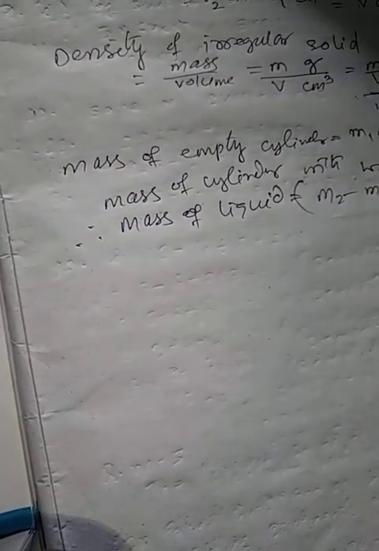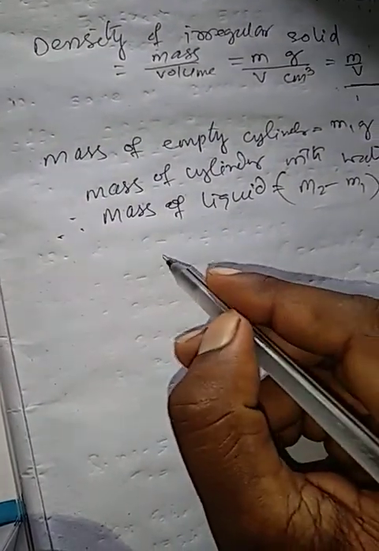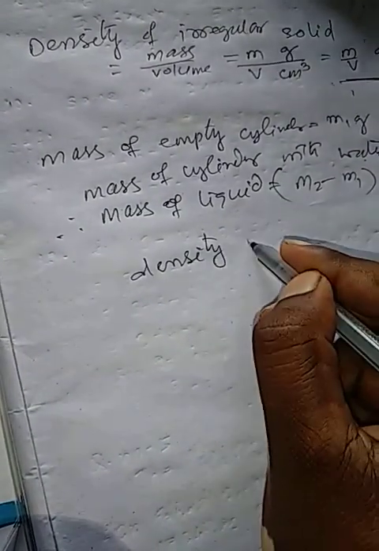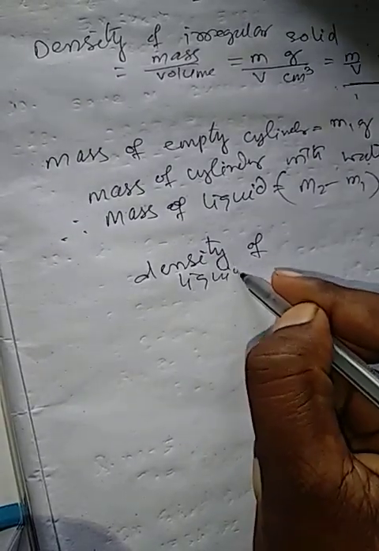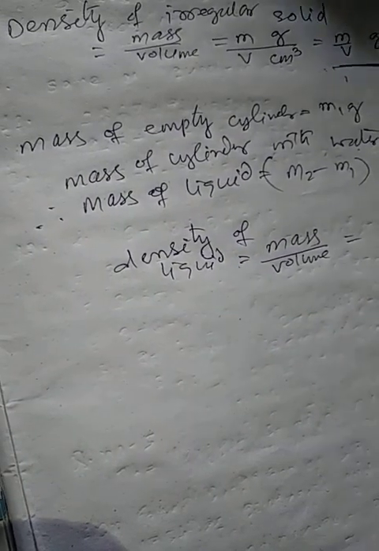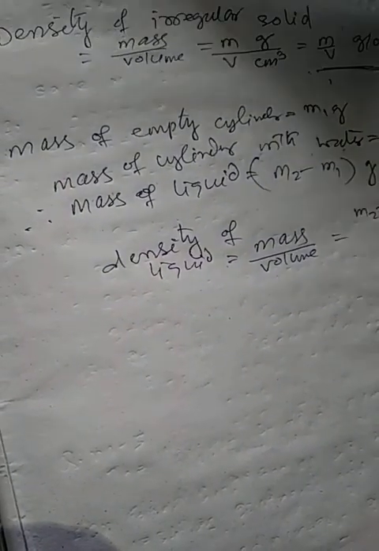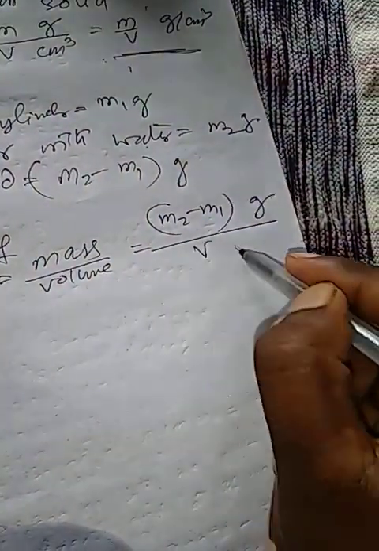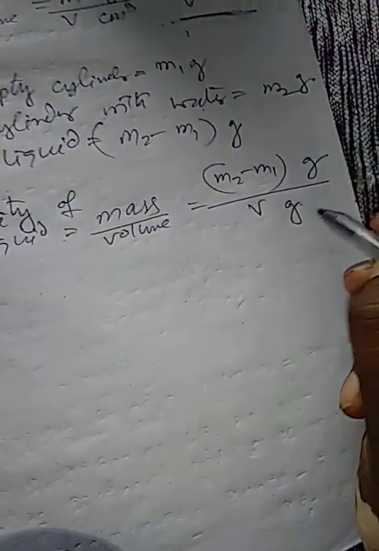Therefore, we put 100 ml of liquid, which means the volume of liquid is 100 ml. So the density of the liquid is equal to mass by volume, that is, the mass of the liquid is m2 minus m1 gram, by the volume of liquid, V centimeter cube. That gives the density of the liquid.